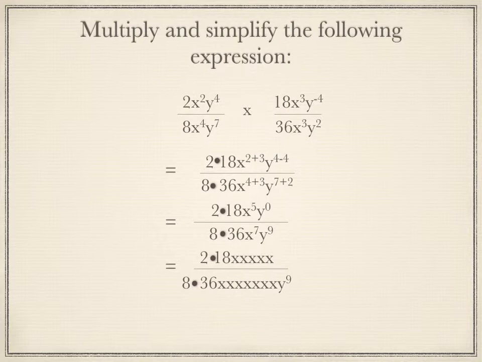So we can go ahead and cross things off top and bottom. 2 goes into 36, and on bottom we're left with 18. And on top we have an 18, so 2 times 18 is 36. So 36 divided by 36 is just 1. x divided by x is 1, x divided by x is 1, x divided by x is 1, x divided by x is 1, x divided by x is 1.